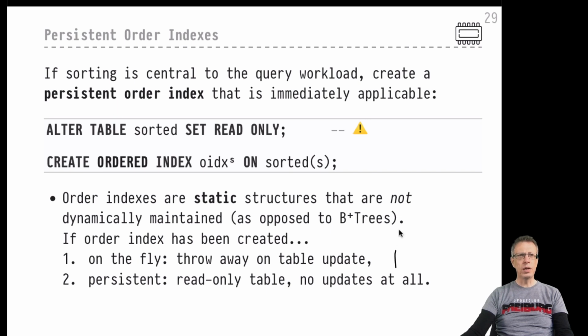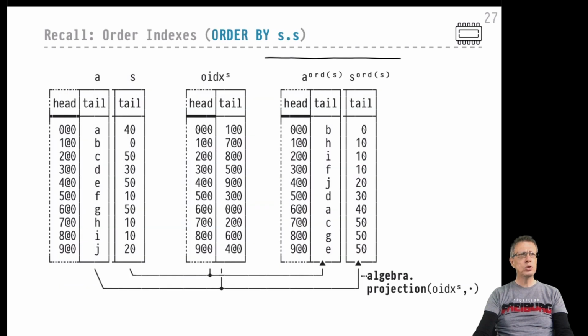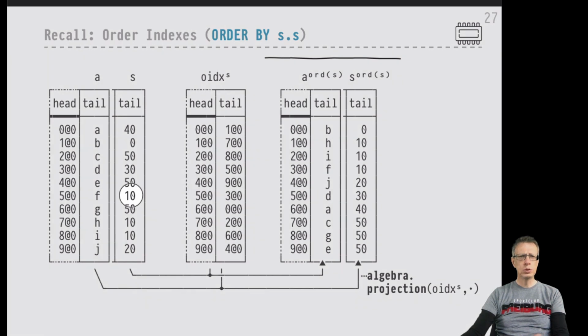That's why MonetDB currently opts to throw away the created order indexes on a table update. So I invite you to maybe flip back to this slide, for example, and think about what would happen if, say, this 10 value in the S column would be replaced by, say, 42. That's a local change in the BAT, but it will be a non-local change in the associated order index.